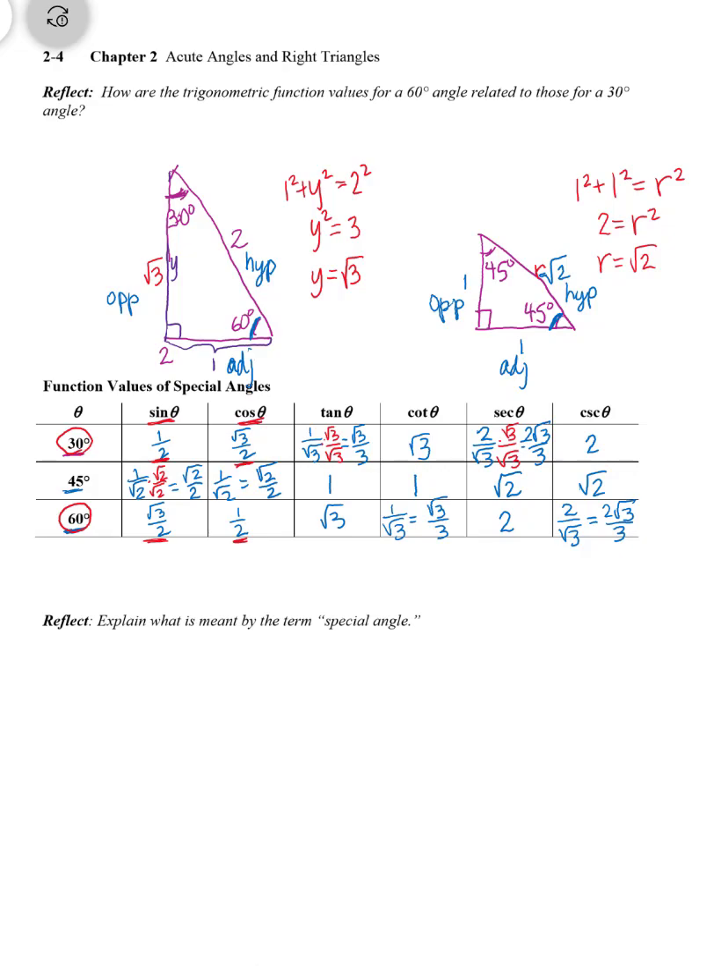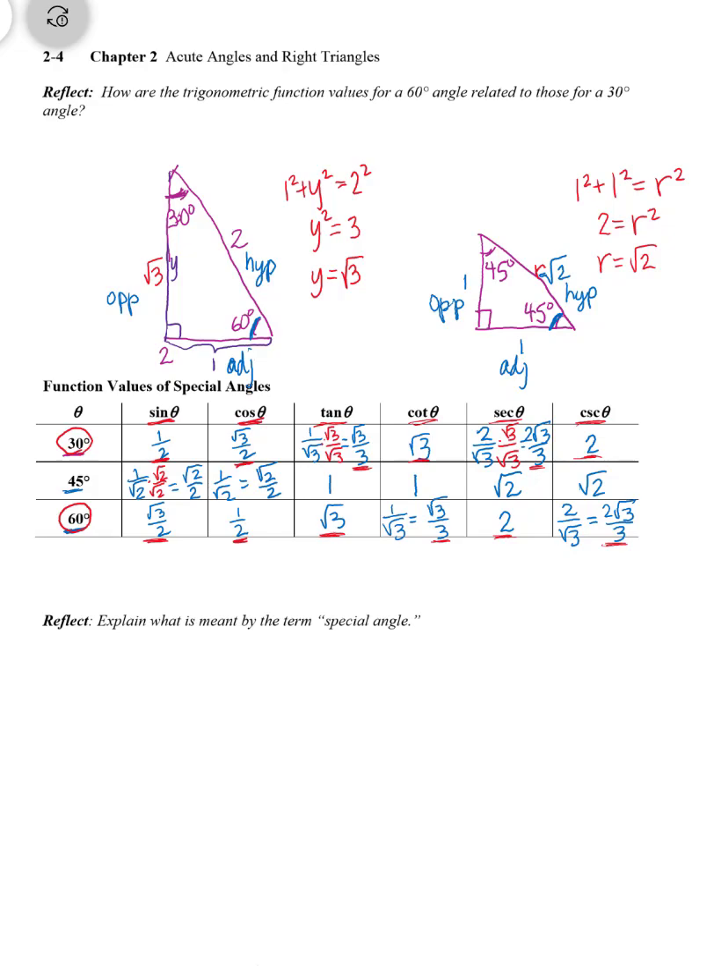And then tangent and cotangent are cofunctions of each other. So tangent of 30 degrees should be the same as cotangent of 60 degrees. Cotangent of 30 degrees, root 3, is the same as tangent of 60 degrees. Secant and cosecant are cofunctions of each other. So secant of 30 degrees is 2 root 3 over 3, and you can see that cosecant is the same. Cosecant of 30 degrees is 2, secant of 60 degrees is 2. And this is because the angles 30 and 60 add up to 90 degrees.